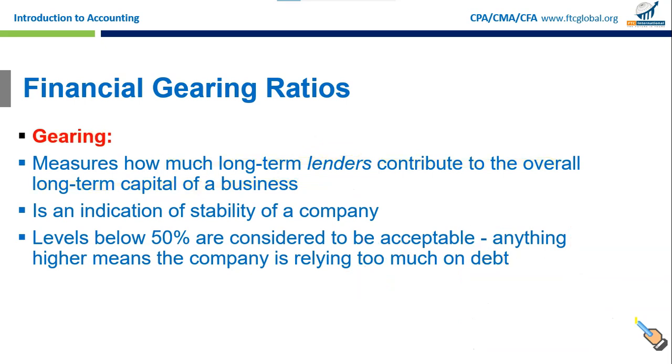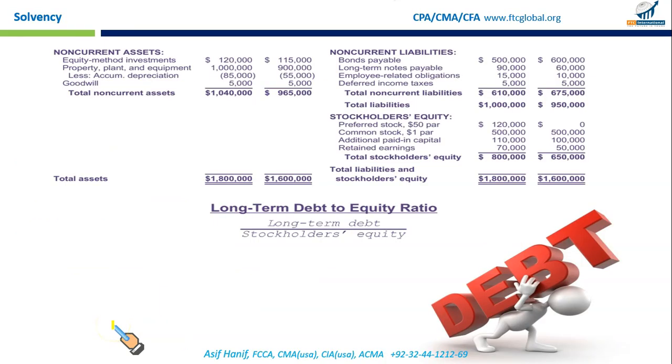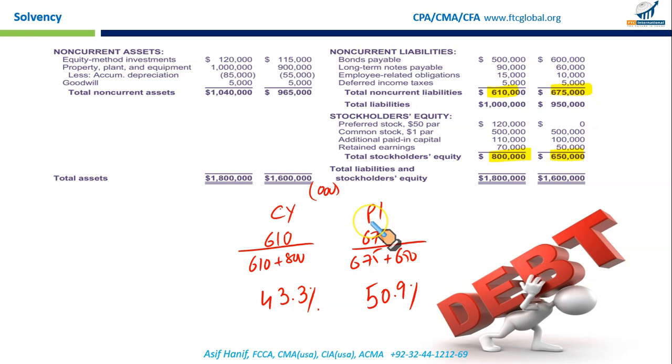How is it calculated? It is calculated by taking long-term debt and expressing it as a percentage of the total long-term capital, equity plus long-term debt. Anything below 50% is good. Above 50% means you have more debt in your business than equity. Let me show you how we calculate this.